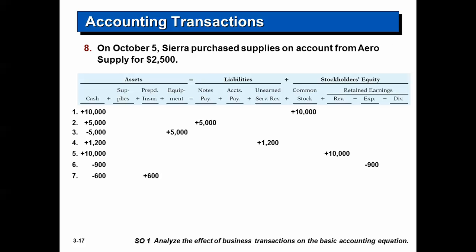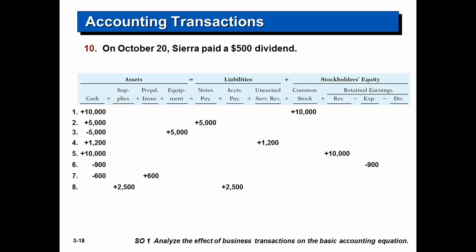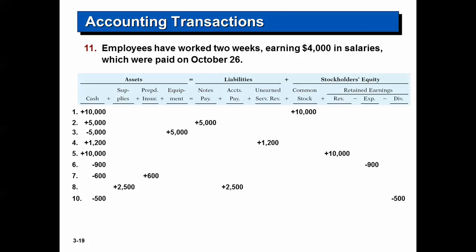Number 8, we purchased supplies on account. Supplies went up $2,500, but our liabilities went up $2,500. We paid a $500 dividend. Cash goes down, dividends goes down, a negative and a negative. Retained earnings goes down, so it's a negative and a negative. Employees have worked 2 weeks earning $4,000 in salary. Cash goes down, and retained earnings goes down because of the expense.